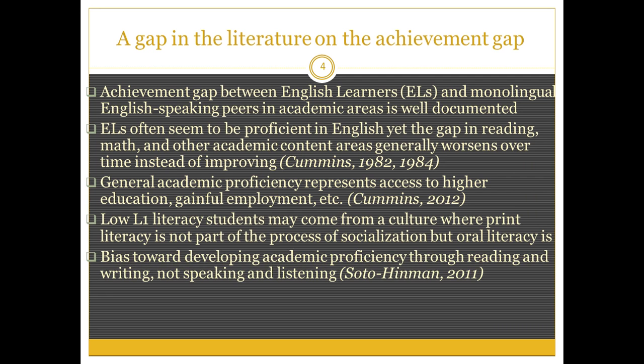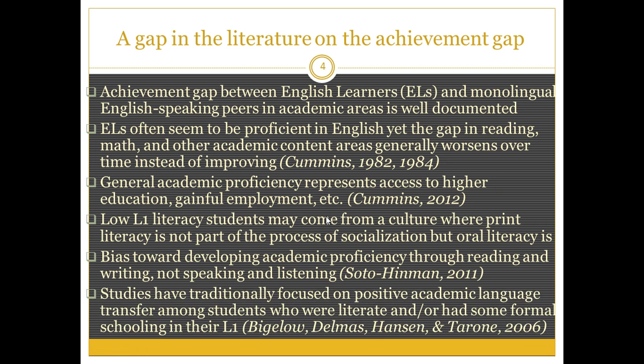And traditionally, there has been a bias toward developing academic proficiency through reading and writing, not through speaking and listening. This researcher did some work and noticed that reading and writing in particular is often used as the academic domain, and speaking and listening is often used as the social domain. And then finally, studies have usually focused on academic language transfer among students who were literate or who had some formal schooling in their L1. So either L1 literacy or formal schooling in the L1. Normally students who have low L1 literacy have not been studied, and that's a gap in the literature that I would like to address in this presentation.